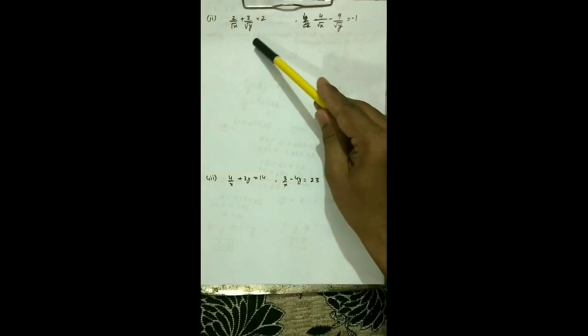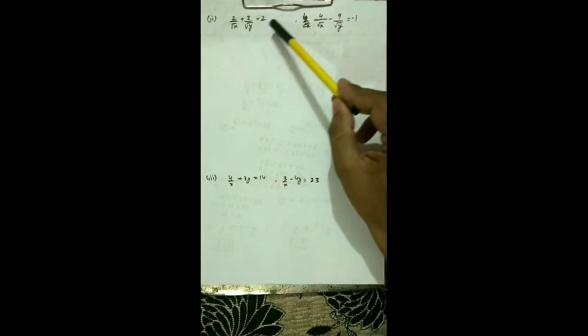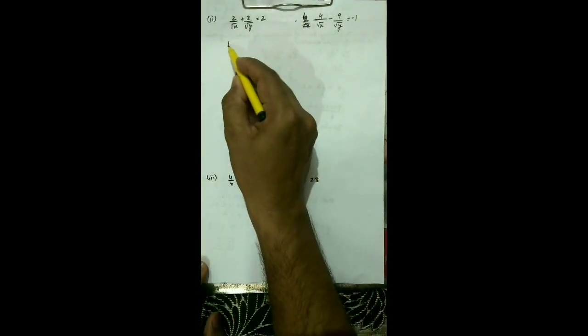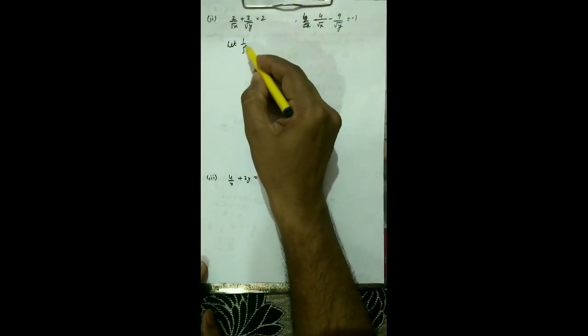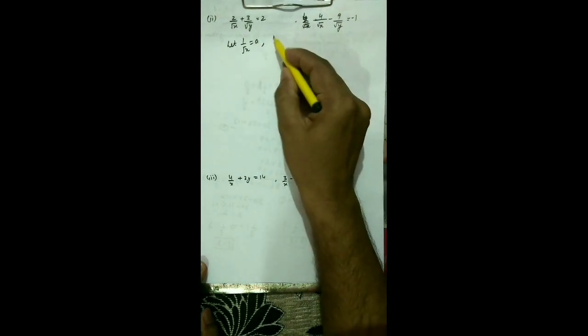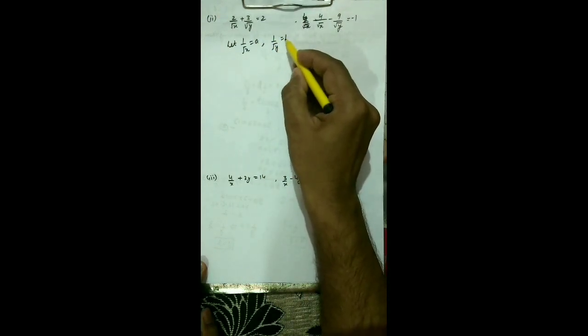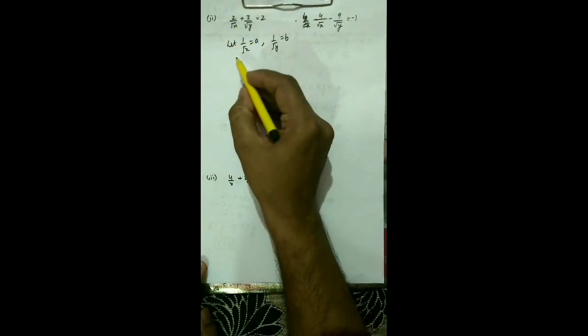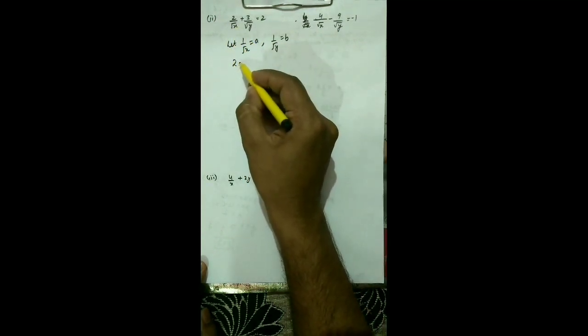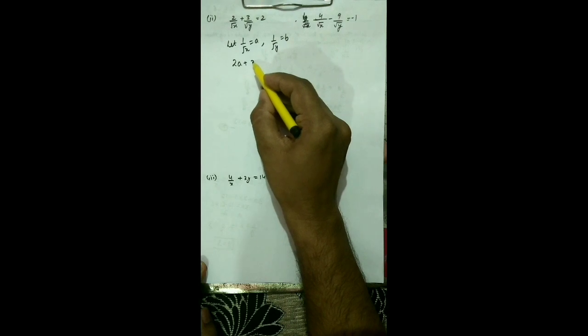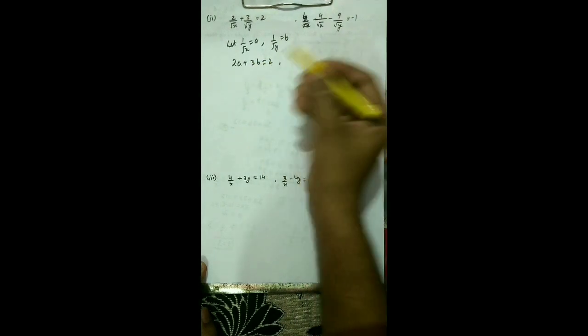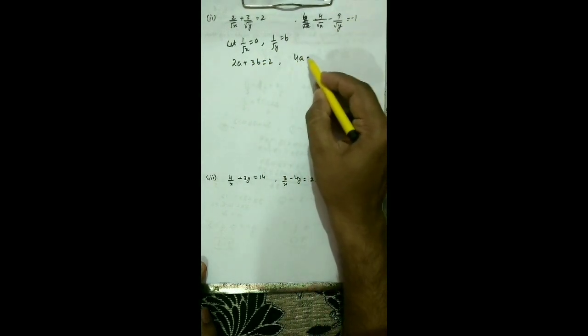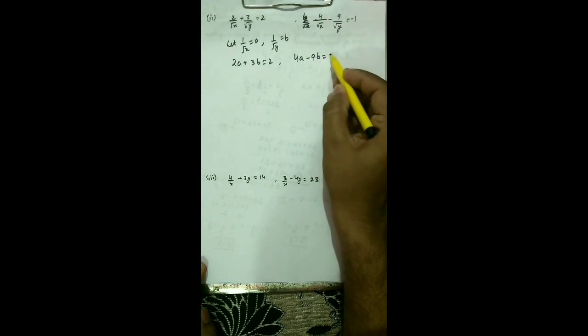Now the next equations: 2 upon root x plus 3 upon root y equal to 2, and 4 upon root x minus 9 upon root y equal to minus 1. So similar type of assumptions we have to make again. Let 1 upon root x equal to a, and 1 upon root y equal to b. So this way we'll get this equation as 2a plus 3b equal to 2, and this one will become 4a minus 9b equal to minus 1.